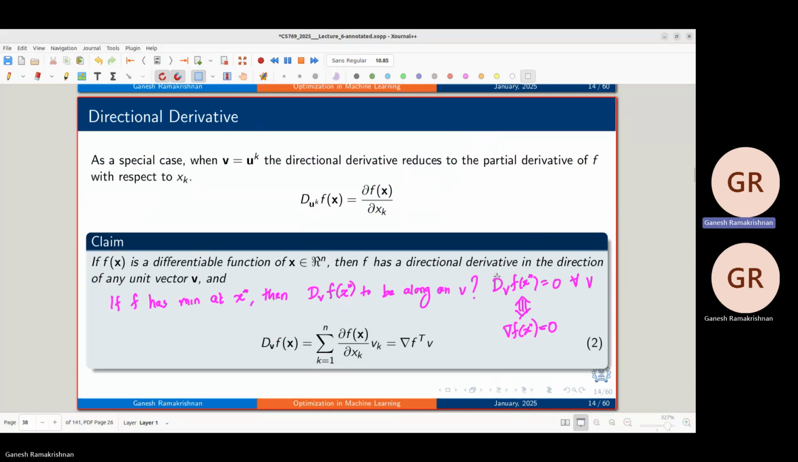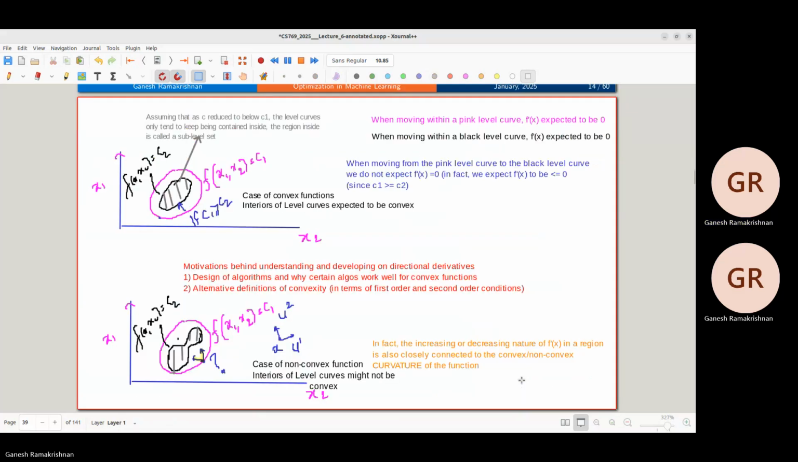Right. So this is a question. Is the directional derivative D_v f(x*) = 0 for all v equivalent to saying the gradient of f(x*) is 0? Okay, so that's what we are trying to head to. Now, maybe the slides are already given earlier, but it'll be nice if you put this pictorial depiction in your notebook. What are we trying to show here?